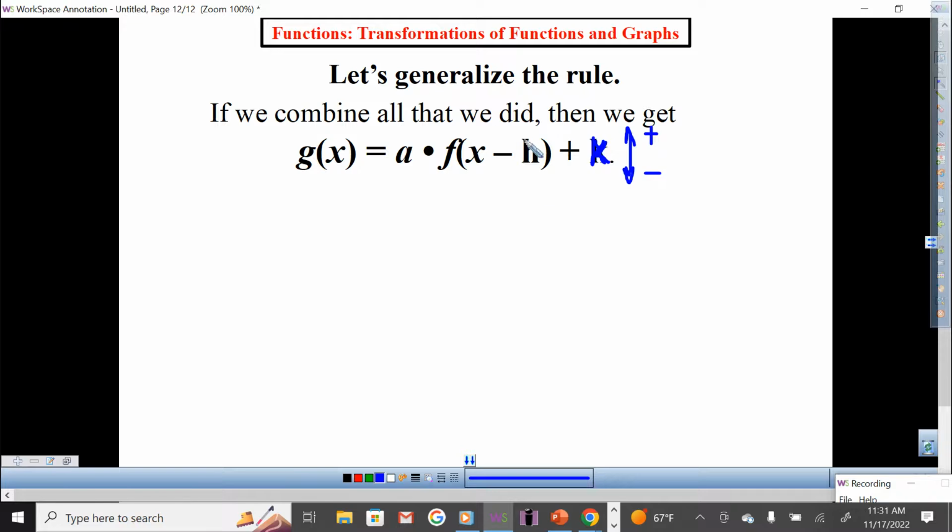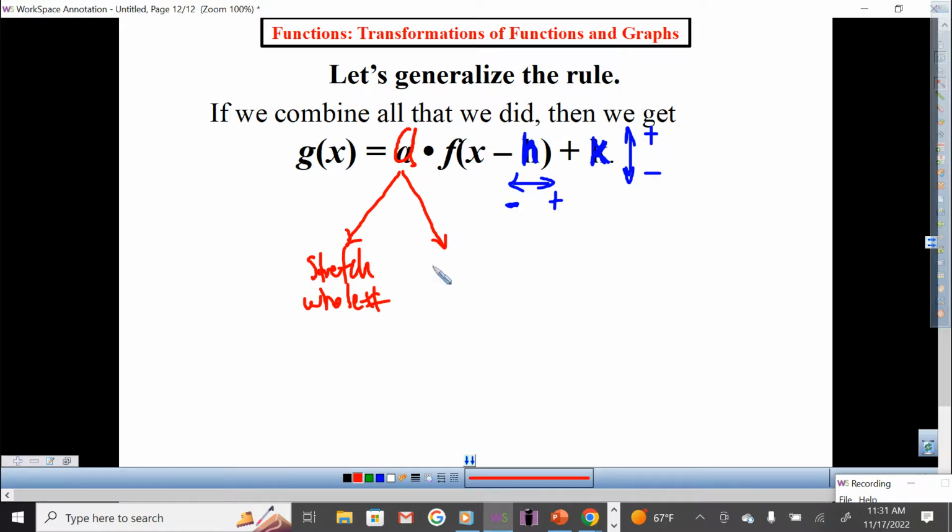How about h, everyone? Left, right, right, positive, left, negative. All right? And the a, I'm going to change to red, since it's the new one, and it's going to do two things. What are the two things? What's the first thing, everyone? Stretch, yes, stretch. And then underneath just write whole number.